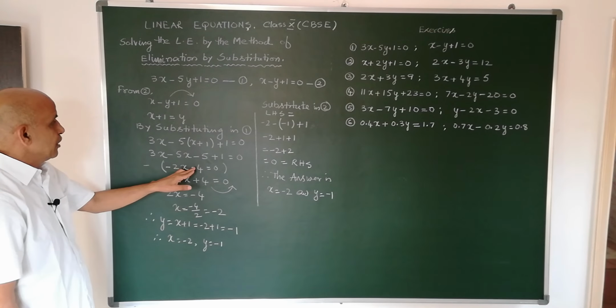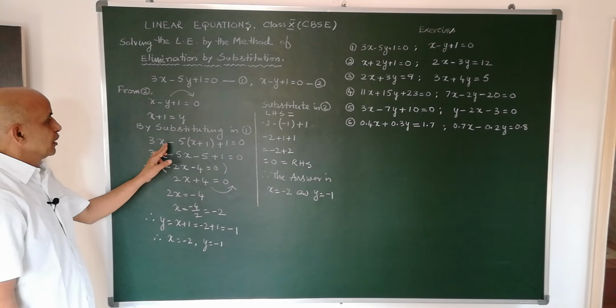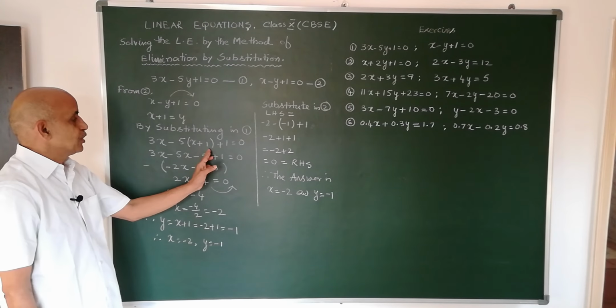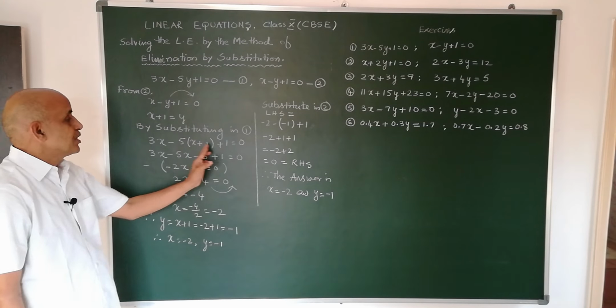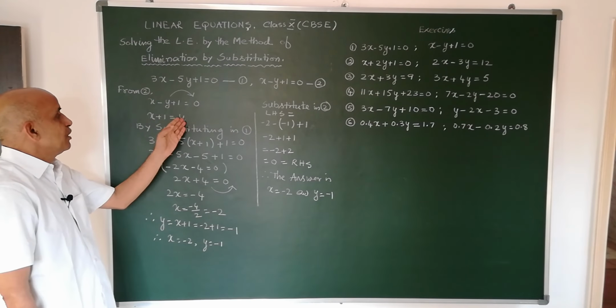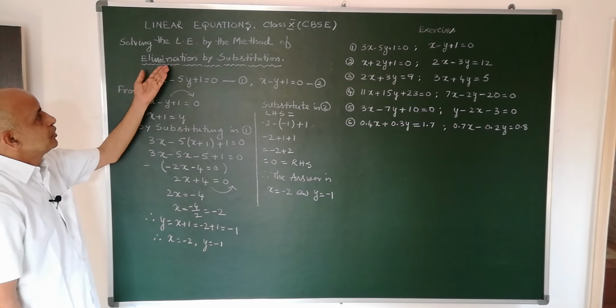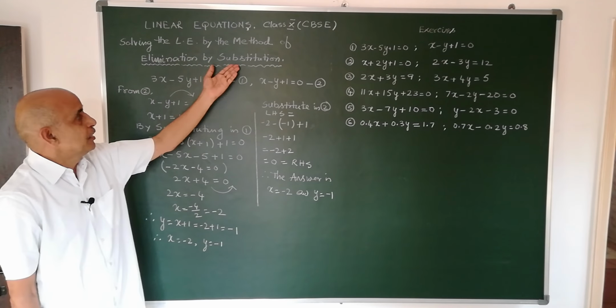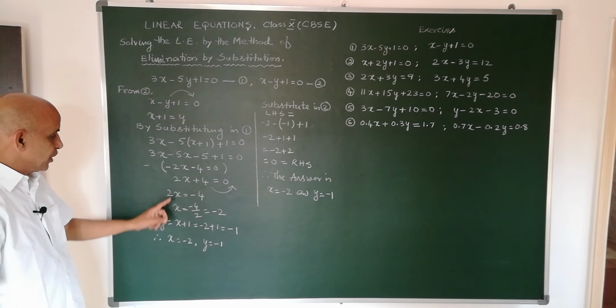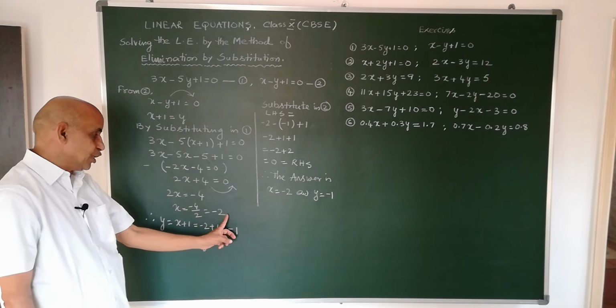So first equation I have taken, that is 3x minus 5. In place of y, I am writing this x plus 1. So that means in this equation, I have eliminated y by substituting its value in terms of x. That is why this method is called elimination by substitution. So I got one equation in x. On simplification, I got the value of x as minus 2.